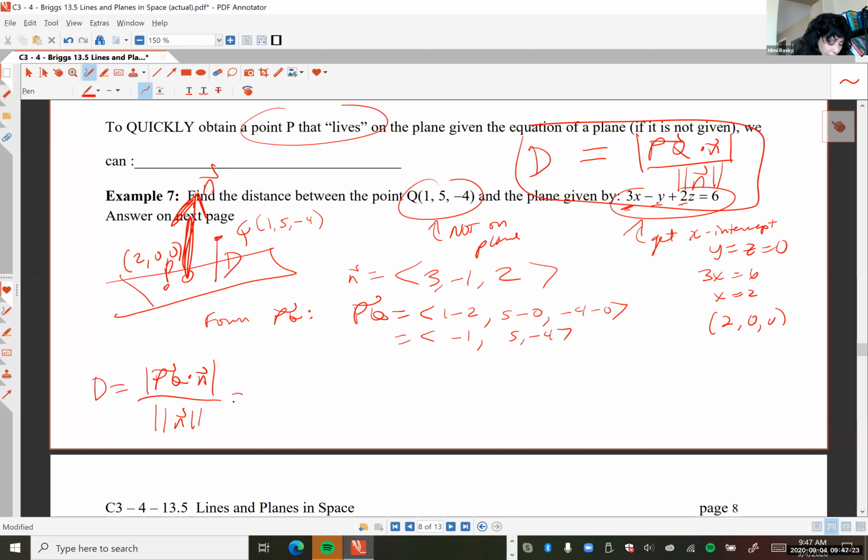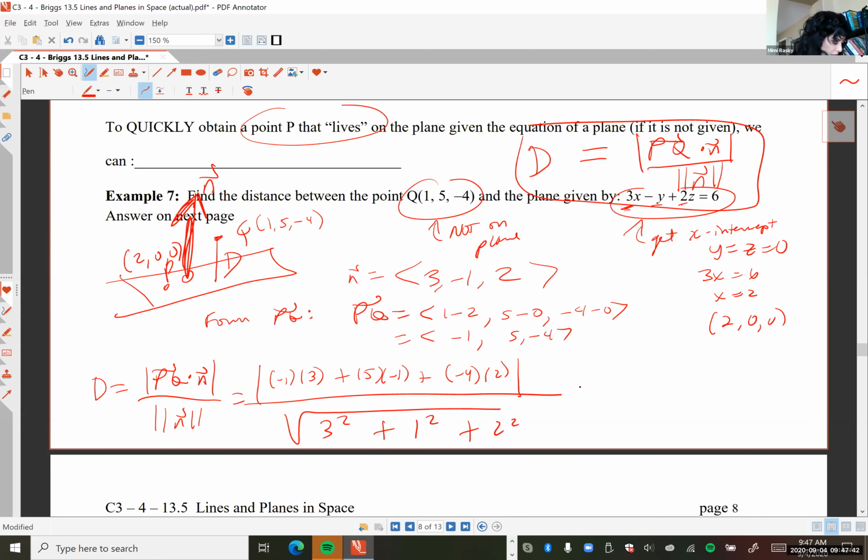This is the formula, and we have all the ingredients. You're going to take the absolute value of negative 1 times 3 plus 5 times negative 1. I'm doing the dot product here, plus negative 4 times 2. Make sure absolute value. Got to have a positive number here. All over the square root of 3 squared plus 1 squared plus 2 squared. So I get absolute value of negative 16, all over square root of 9 plus 1 plus 4, which is 14. And then that is positive 16 over square root of 14.